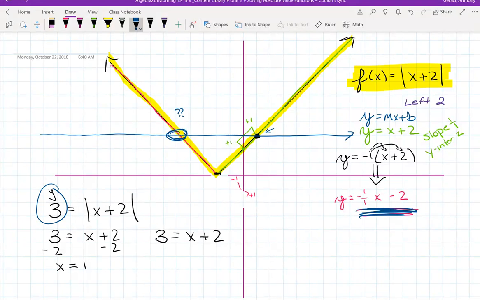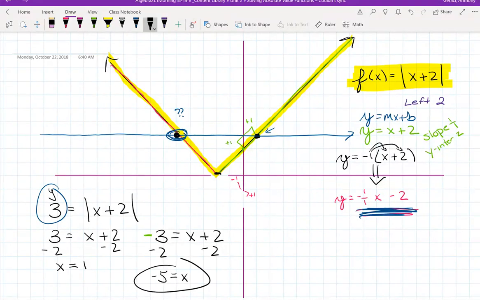So to make my life easier, I'm going to make this negative. And then I'm going to solve. So now when I subtract 2 and I subtract 2, I'm going to get negative 5 equals x. 1, 2, 3, 4, 5. There it is. There's my next answer. Negative 5.